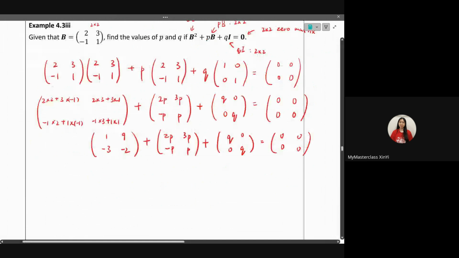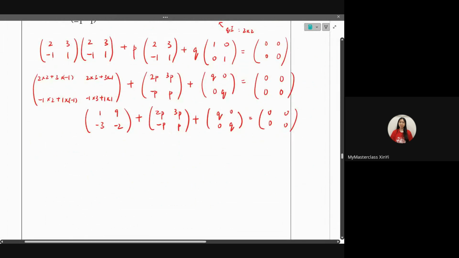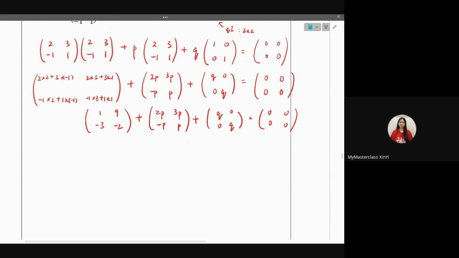Once you reach this stage, where it's all addition, you just add each of the corresponding rows and columns. For the first row, first column, it's going to be 1 plus 2p plus q. For the first row, second column, 9 plus 3p plus 0. For the second row, first column, you have negative 3 minus p plus 0. For the second row, second column, you have negative 2 plus p plus q.